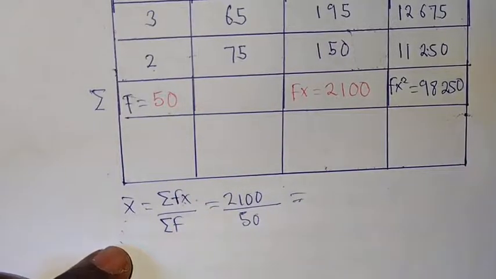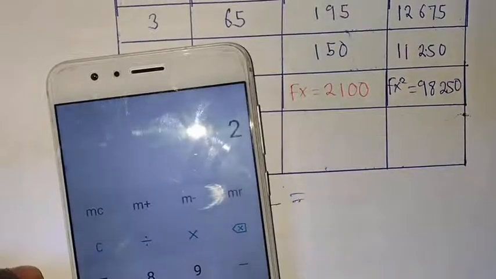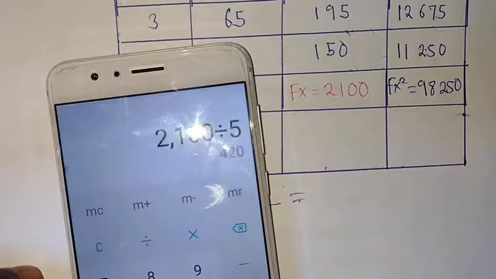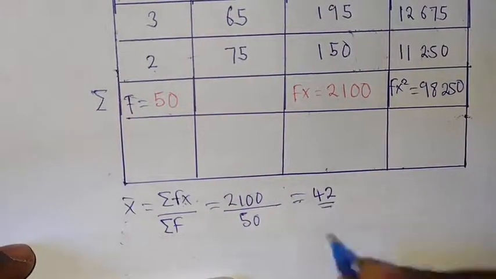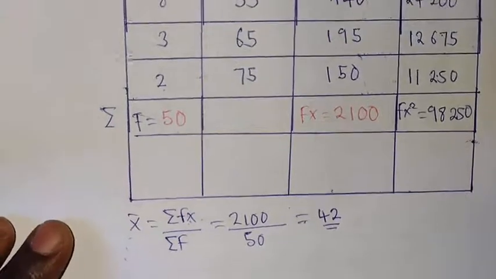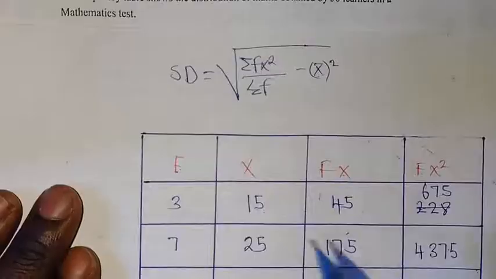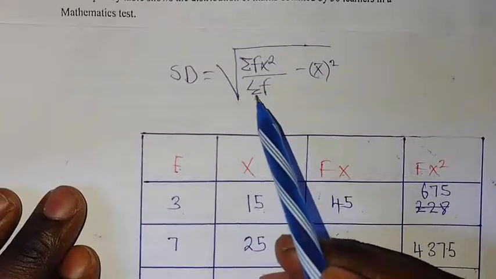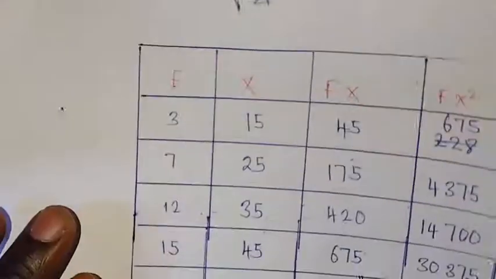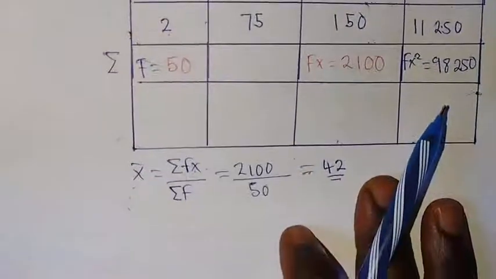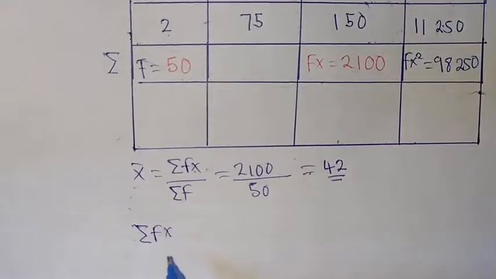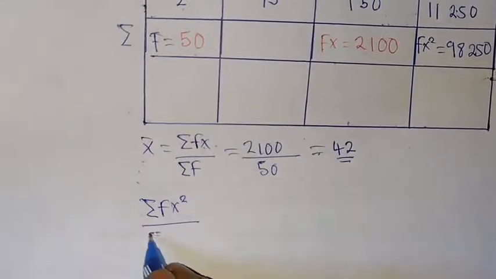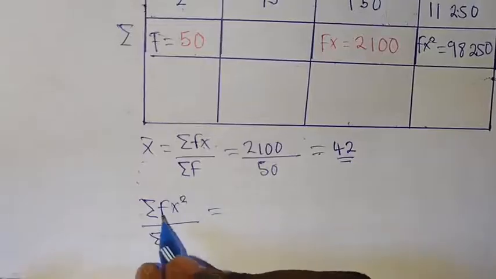So there's no need for you to panic there. Just divide 2100 by 50. So this is what you get. You get 42. So this is the mean. After finding the mean, you come to the formula again. You have summation of fx squared divided by summation of f. So that is what you should find. So here we now write summation of fx squared divided by summation of f. So this is what you are finding.